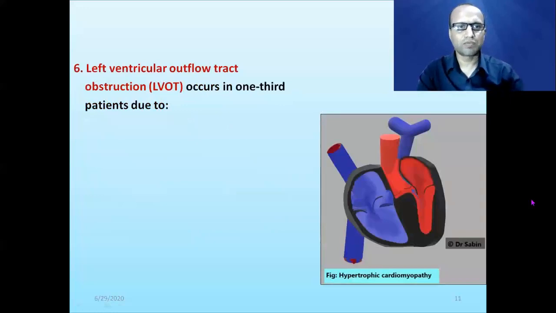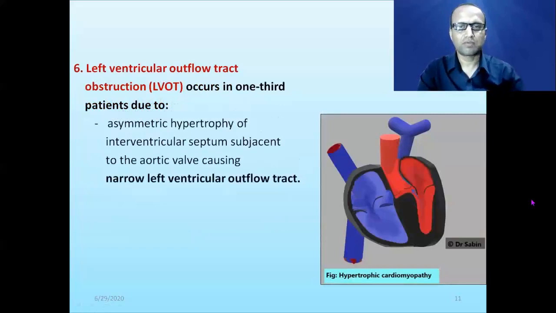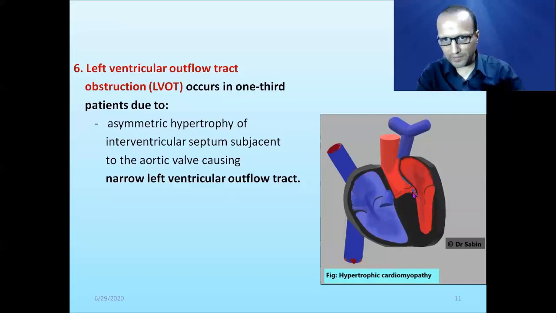Left ventricular outflow tract obstruction (LVOT) occurs in 1/3 of patients with HCM, and LVOT obstruction occurs because of asymmetric hypertrophy of the interventricular septum. And here in the illustration, you can see just below the aortic valve, this part of the septum is disproportionately thick, and this causes narrowing of the tract, which is called the ventricular outflow tract.